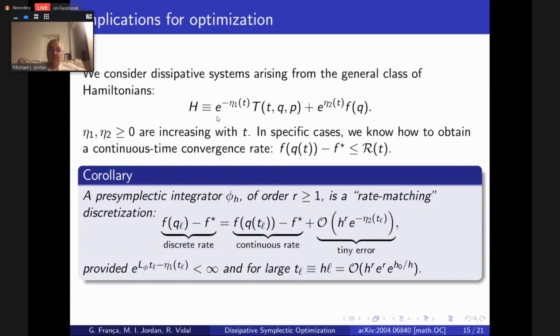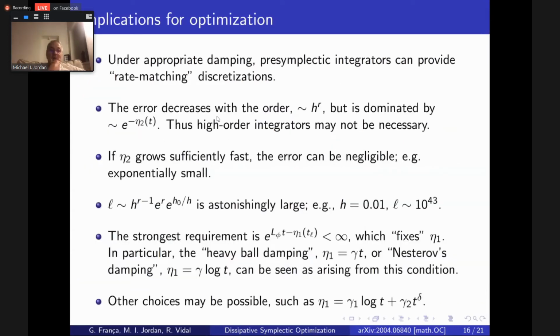And we now have a theorem for this, which is that if we use a pre-symplectic integrator for that Hamiltonian, it will be a rate matching discretization, i.e. our continuous rate and our discrete rate will be the same up to a very, very small error. Okay, so that's a theorem we've been looking for 2 or 3 years. That was kind of one of the mysteries I referred to earlier, and we now have such a theorem. So we can get rate matching discretization. The error is actually extremely small here, and there's no need to have higher order integrators. R can only be 1, and that's plenty good enough for the optimization kind of problems.